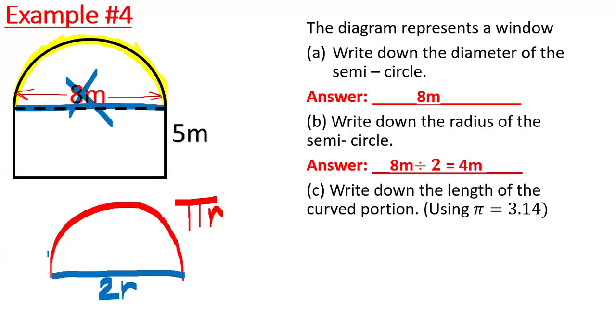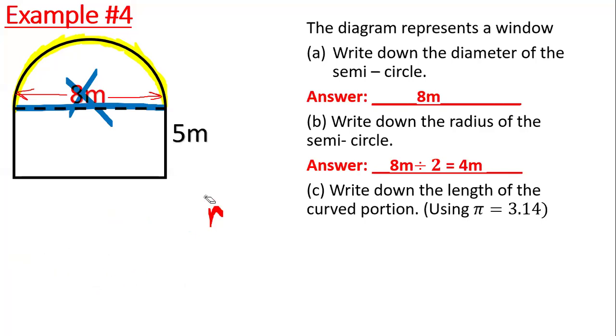I got it now, Mr. Petit. Got it now? They just want 3.4. Yes, that's correct. They just want the length of the red part, which is pi times r. So the length of just the curved portion, and this is very important, if you just want the length of the curved portion of a semicircle, you just need to do pi times r. So let's do that.